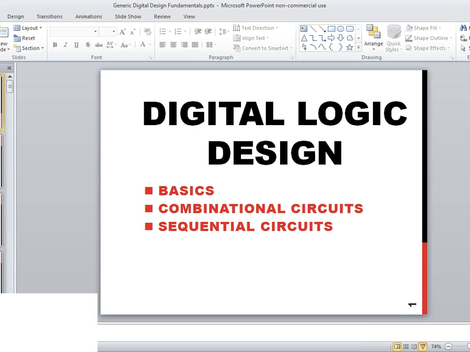So the section talks about digital logic design. When you talk about digital logic design, there are mainly two types of circuits: combinational circuits and sequential circuits, and some basic gates which also fall under combinational circuits. So the basic gates are your absolute primitive gates: AND, OR, NOT, NAND, NOR, etc. Those are still the fundamental blocks of any hardware design.